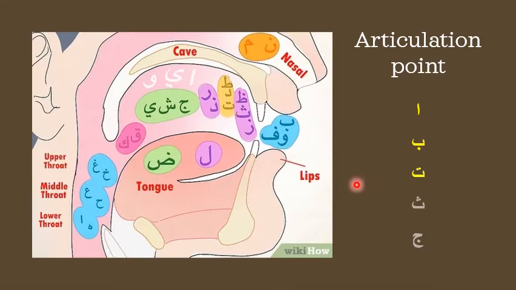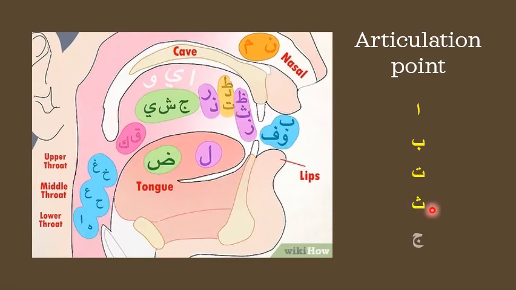Next, we have the letter Ta. Can you find where is letter Ta here? Now, this is where Ta is. So the way we pronounce Ta is by putting the front part of our tongue to the upper front teeth, sorry. And so we pronounce Ta, Ta, Ta.